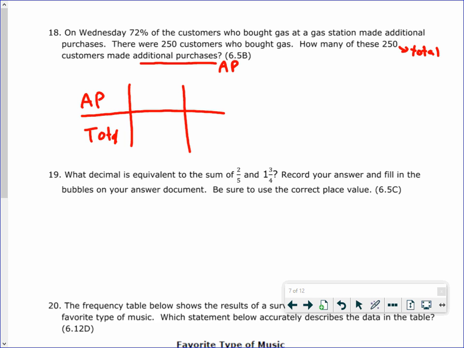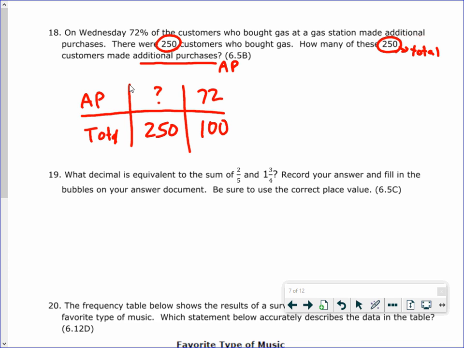It looks like 72% of the customers who bought gas at the gas station made additional purchases. So that's going to be my 72 over 100. That's my percent. And it tells us that 250 customers bought the gas. So 250 is my total. And we're looking for how many made additional purchases. So that's going to be my part of my whole. Now, we don't see any relationships yet, but I'm sure if I divide 100 by 2, I'd get something that works because 50 goes into 250. Both of these are even, so I can divide both of these by 2.